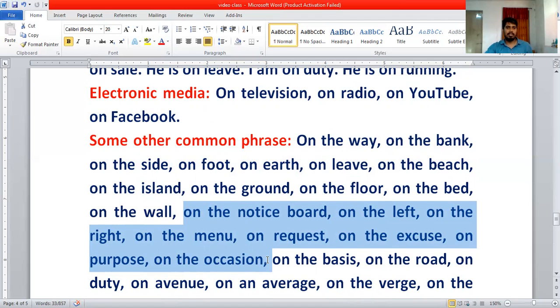He came home on the occasion of Eid Day. He came home on the occasion of Durga Puja. On the basis: we took the decision on the basis of your information.